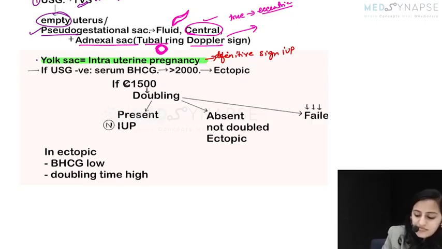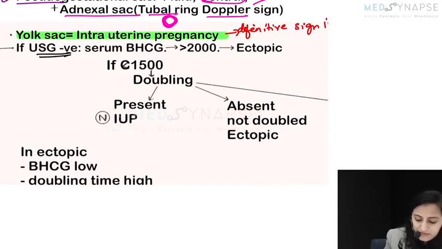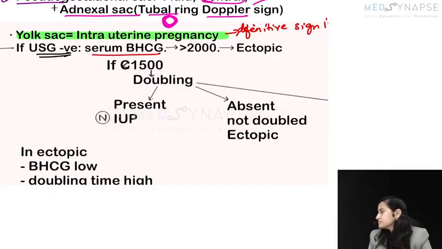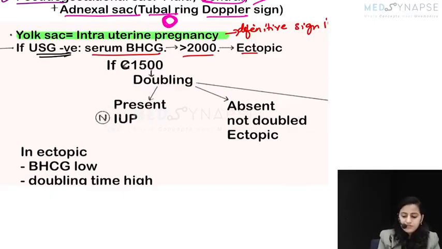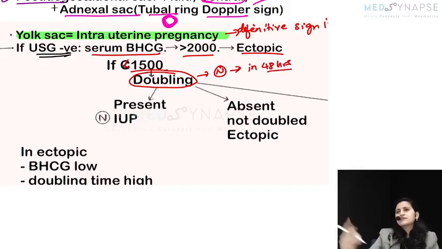Suppose the USG is negative, you are not seeing anything on USG. Then what will you do next? Beta HCG. If the beta HCG is more than 1000, it's ectopic. If it is less, the next thing that I can do now is look at the doubling. The doubling of the beta HCG. Normally the doubling occurs in how much time? 48 hours. In 2 days, the beta HCG values double.